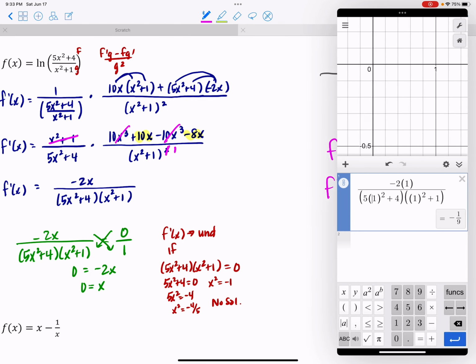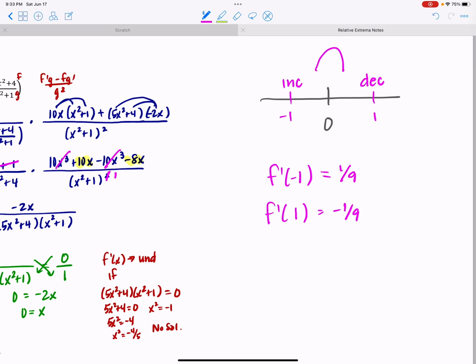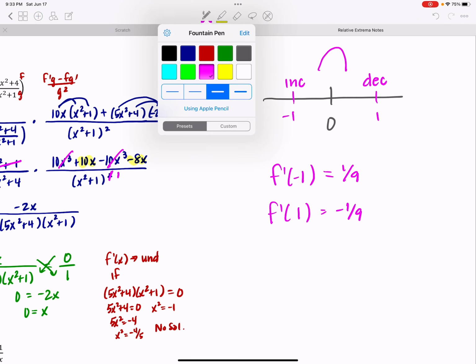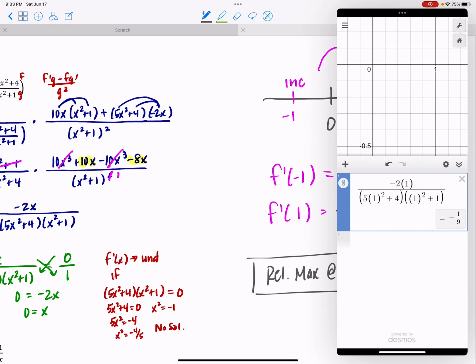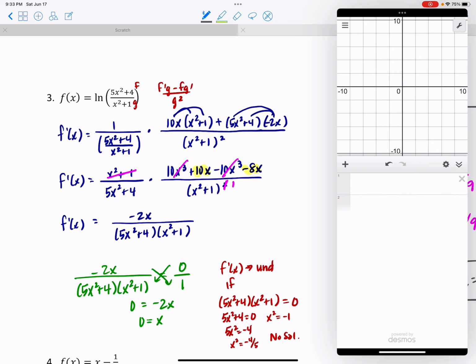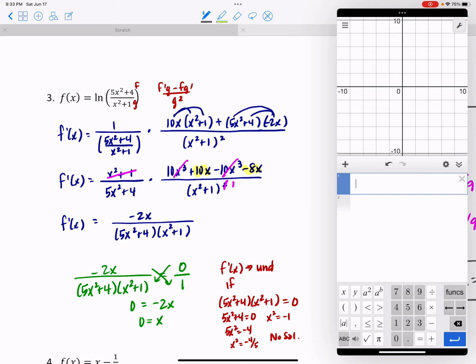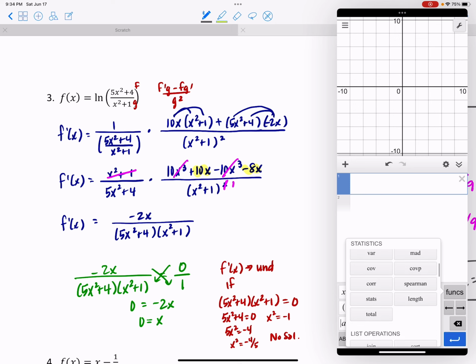Okay, so now I know here I am increasing and here I am decreasing. And so again, increasing to decreasing tells me that at x equals 0, I have a relative max. So a relative max at x equals 0. Alright, so let's verify. Again, this is going to be a funky looking graph, this original function. I don't know if you would have any clue what that looks like. Even I'm a little curious. So let's get the natural log.